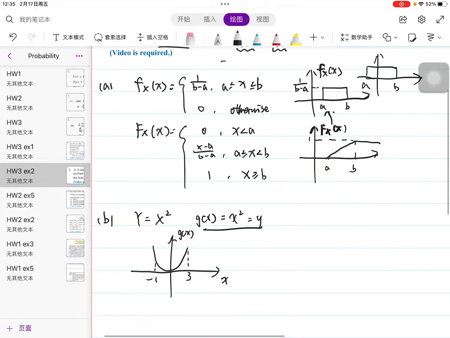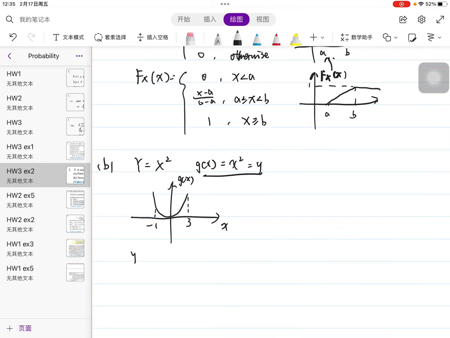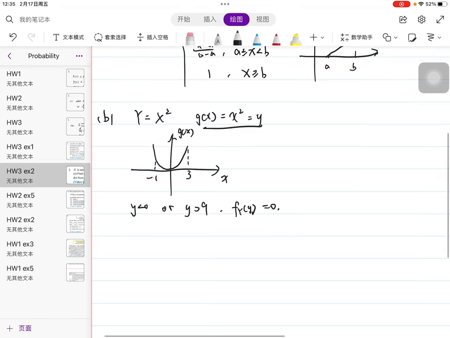So now we could just discuss y. When y is smaller than 0 or y is larger than 9, the probability density function equals 0. When y is between 0 and 1, so when y is between 0 and 1, that is this part, right?